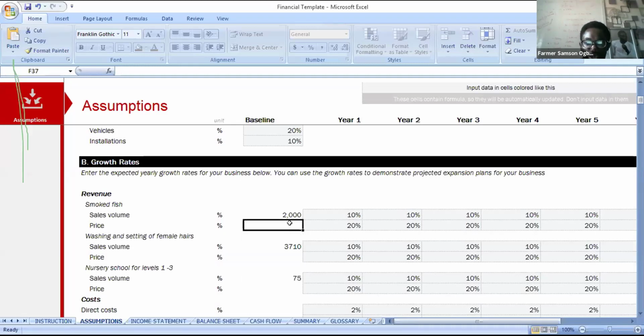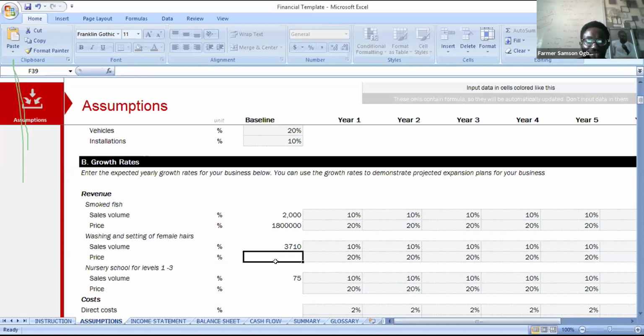Now, let's look at sales price, the total amount you will make in a year. I am not sure how much. I think smoked fish goes for like 800, 900. So let's say 2,000 times 900. So this is 1.8 M. Did I put that way? Is that 1.8 million? Yes.